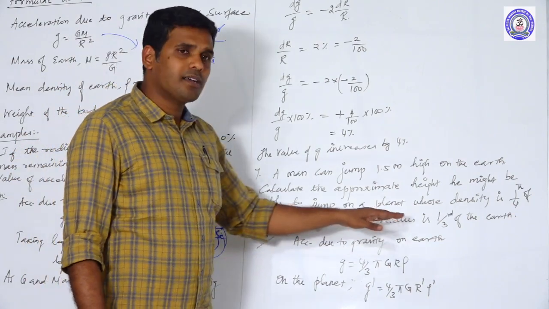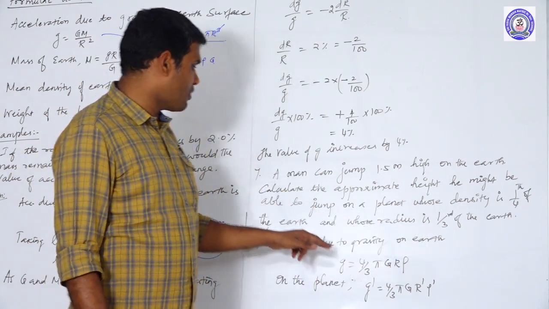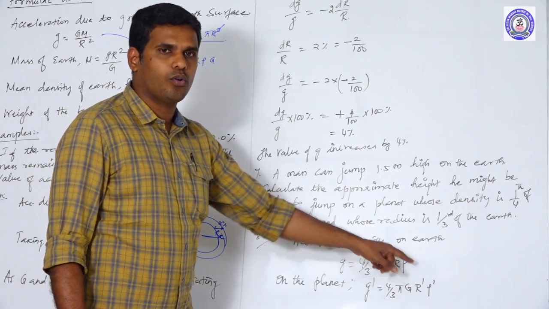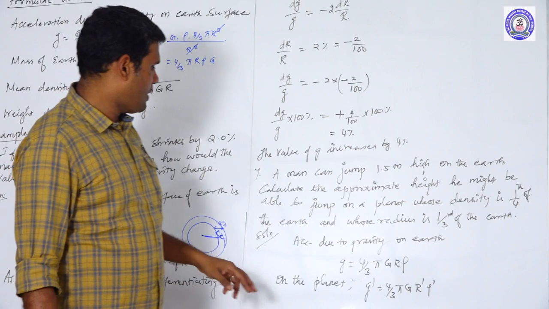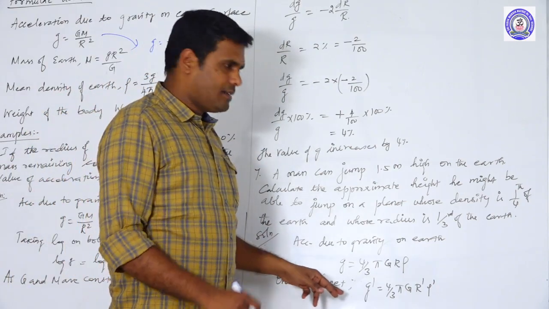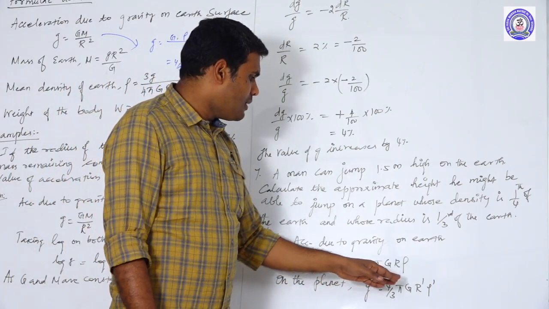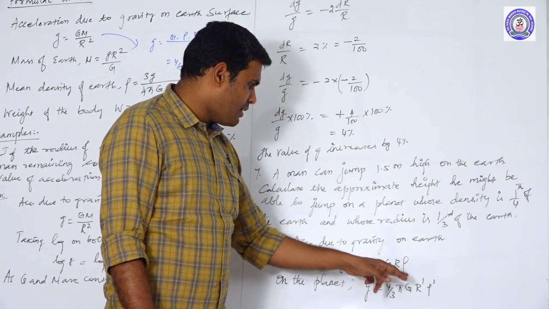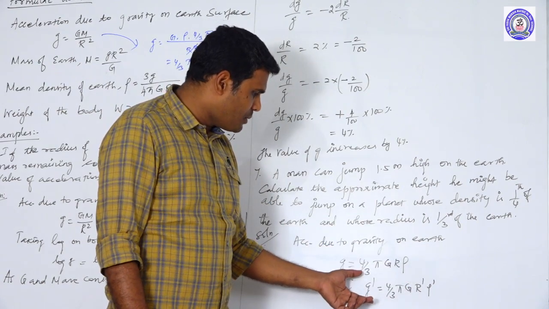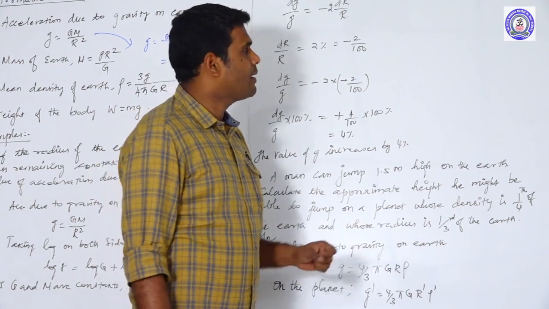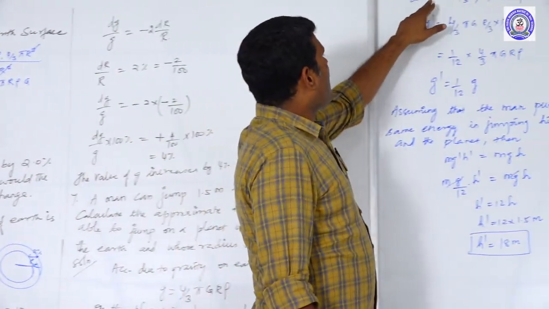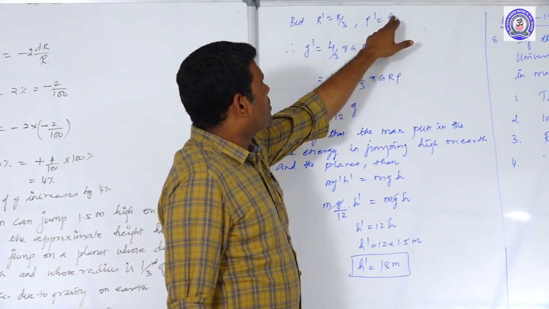Acceleration due to gravity in terms of density is given by g equals 4 by 3 pi G r rho. This is the expression 4 by 3 pi G r rho. If it is on the planet, the value of density is rho prime and the value of radius is r prime. So the value of g prime can be given as 4 by 3 pi G r prime rho prime. Here r prime is r by 3 and rho prime is rho by 4.